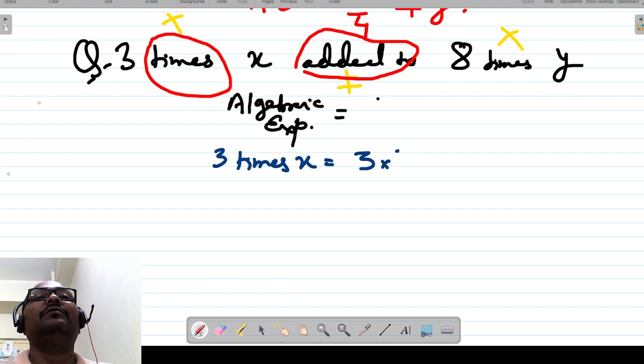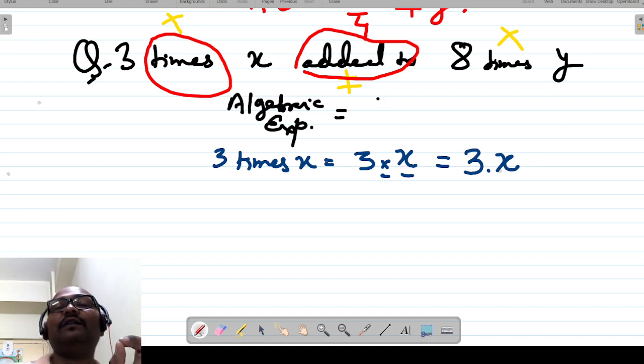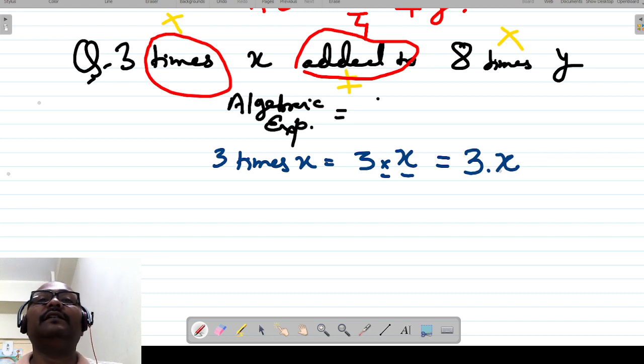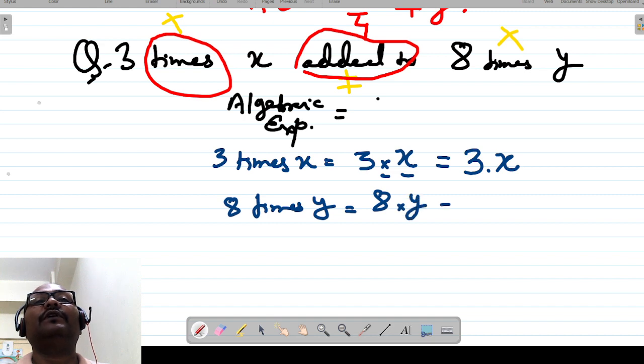3 times x is 3 into x. One more important concept I want to share with you, students. 3 into x is also looking like x, and this is also looking like x. So in an algebraic expression, we put the multiplication sign as a dot. 3 dot x means you can directly understand that dot means the multiplication operation is happening over here, right? Fine. 3 times x and 8 times y. 8 times y means 8 into y. So it will be 8y.